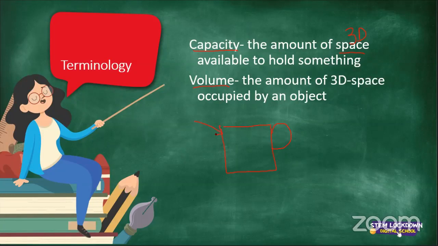is my capacity. Now volume is the amount of 3D space occupied by an object. So if you have water inside this cup, the amount of water inside the cup will be your volume, whereas the total space available to hold water will be your capacity. So don't confuse those two, capacity and volume. Okay, now let's carry on.